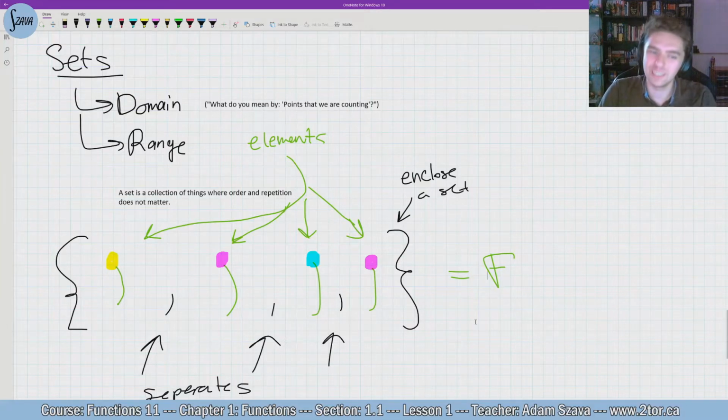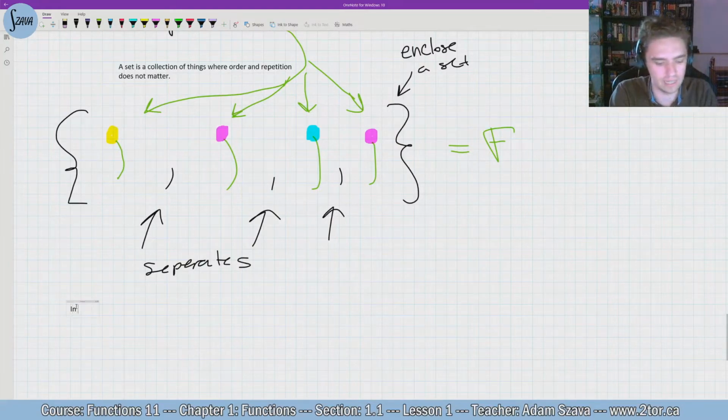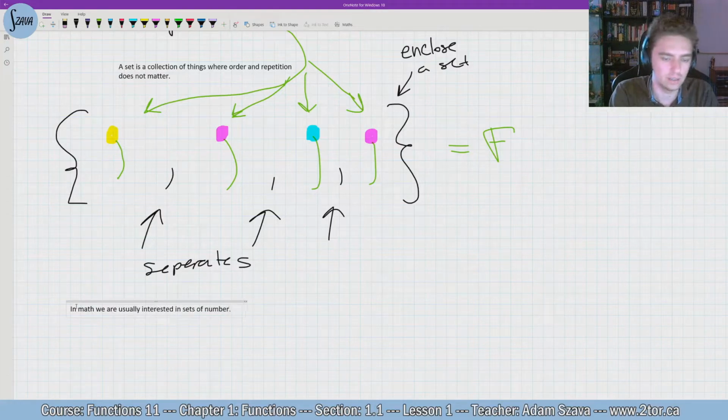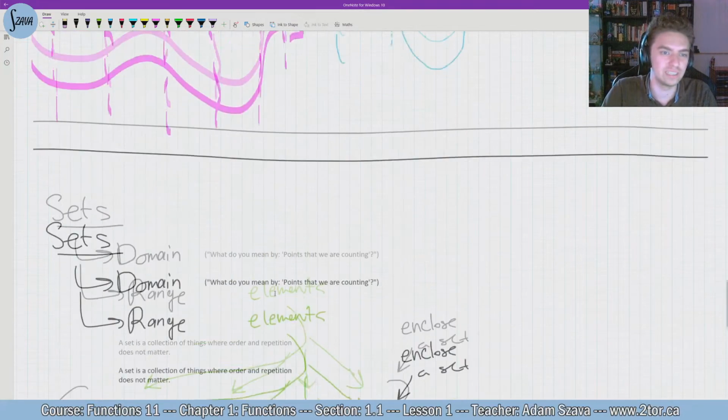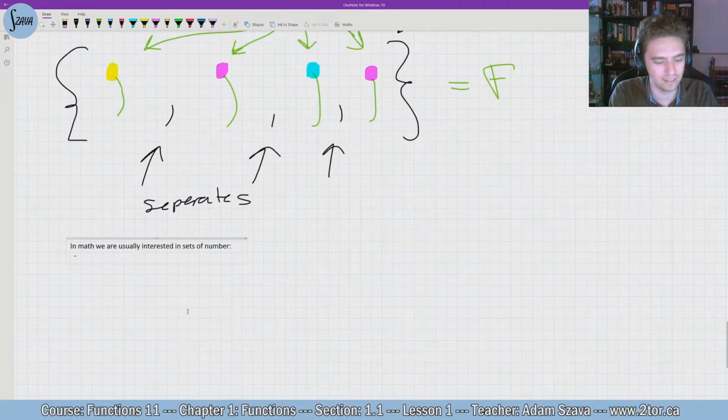Usually in math, we're interested in sets of numbers, right? In math, we are usually interested in sets of numbers. Now, actually, the higher level you go in math, you're interested in sets of lots of other more abstract things. Sometimes you're interested in sets of functions. But anyways, that's a topic for a couple years from now. So in math, we're usually interested in sets of numbers.